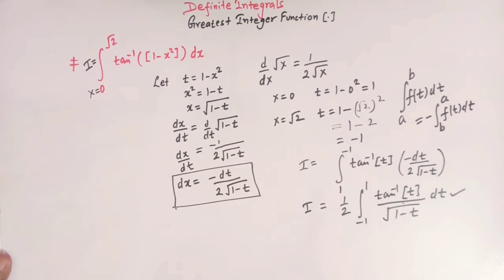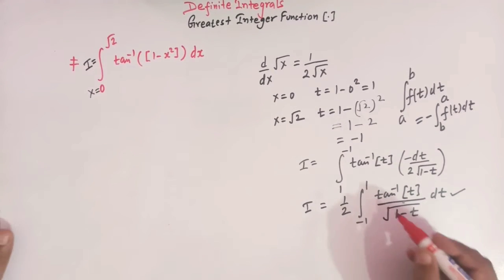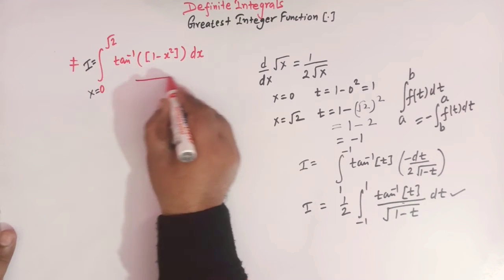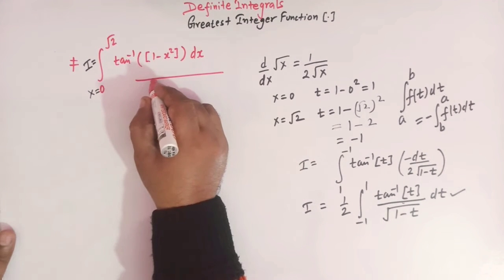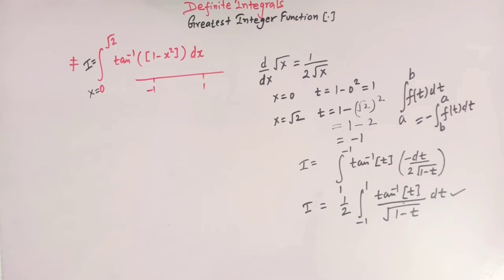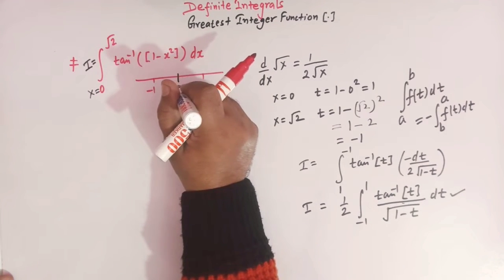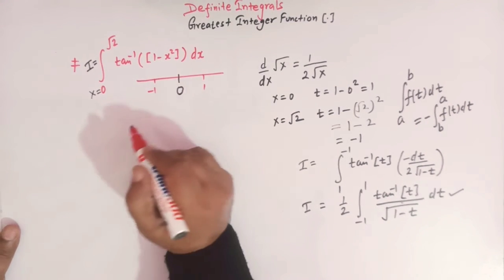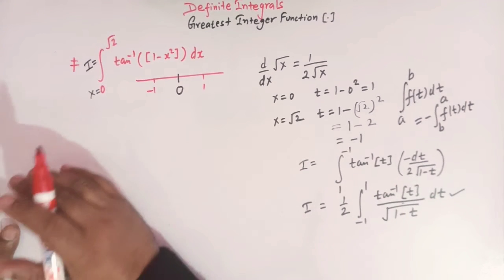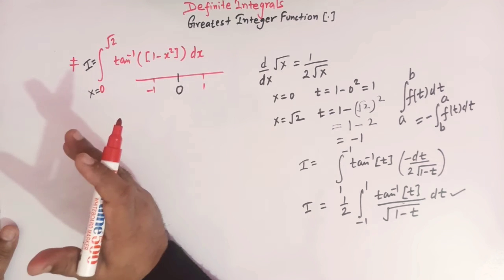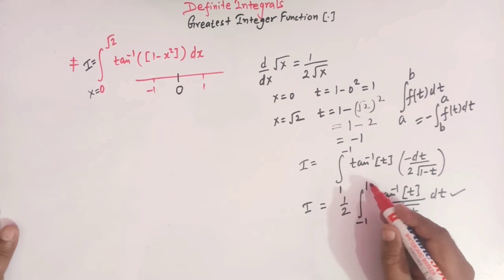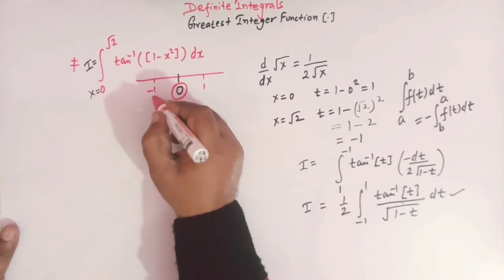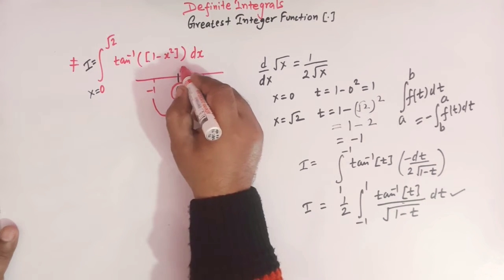Now viewers, we have to solve this integral. The limits of integration are from minus 1 to 1. If we represent these two limits on the number line, here we have minus 1 and here we have 1, and between minus 1 and 1 we have the integer 0. So we'll break this integral as a sum of two integrals. Because here we have the greatest integer function, and while dealing with the greatest integer function, we have to search for integers. The lower limit is minus 1 and the upper limit is 1, and between them we have the integer 0. So this integral can now be written as from minus 1 to 0 and then from 0 to 1.